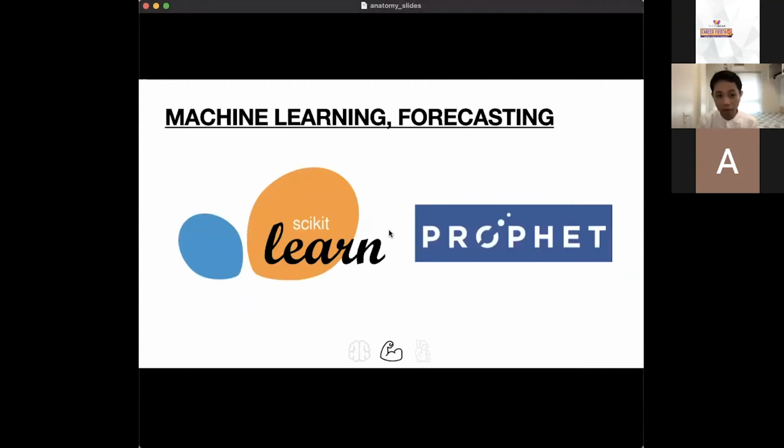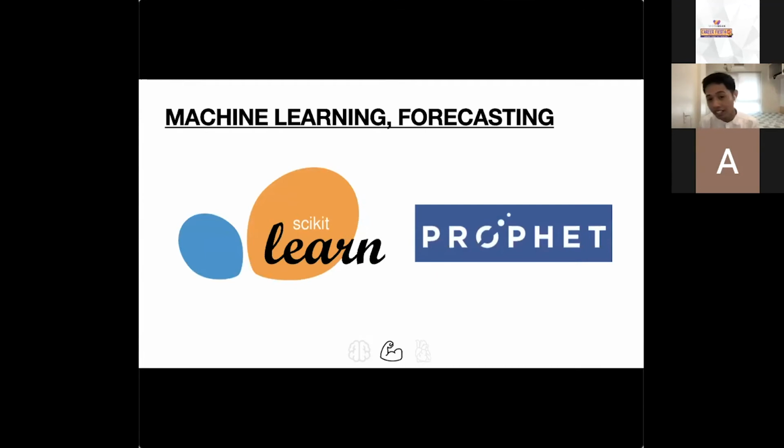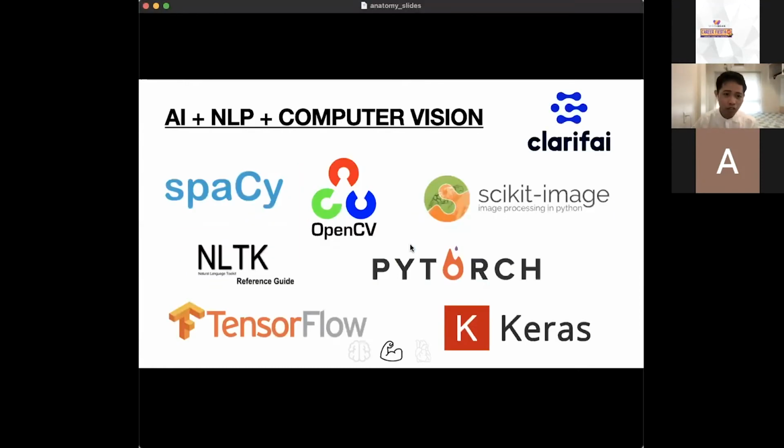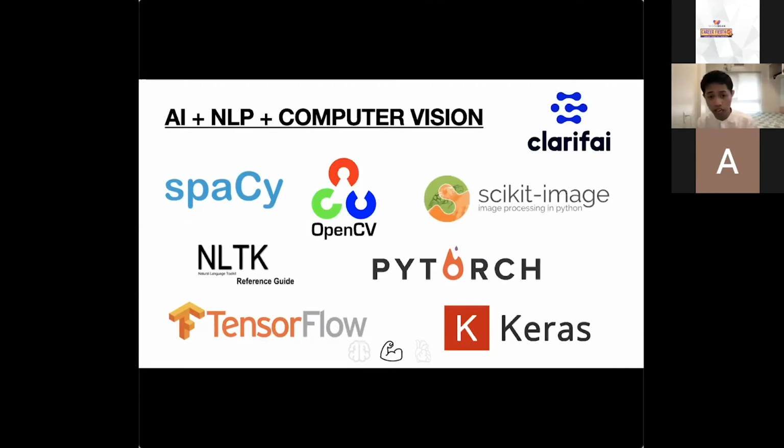For machine learning, I mainly use scikit-learn, but for forecasting, I think FB Prophet is really optimized for doing time series predictions and analysis. Okay. For AI, natural language processing and computer vision, I use these tools. So spaCy and NLTK for natural language processing, scikit-image and OpenCV for computer vision problems. So for example, if I want to install a camera that can detect if someone is wearing a mask, which I did, you can check it out on my website that I will share later on. I use OpenCV for that project and TensorFlow and Keras as well.